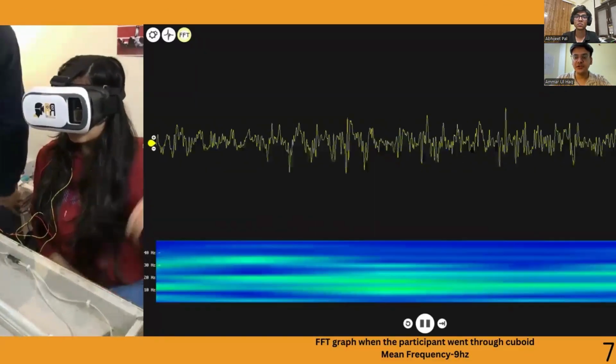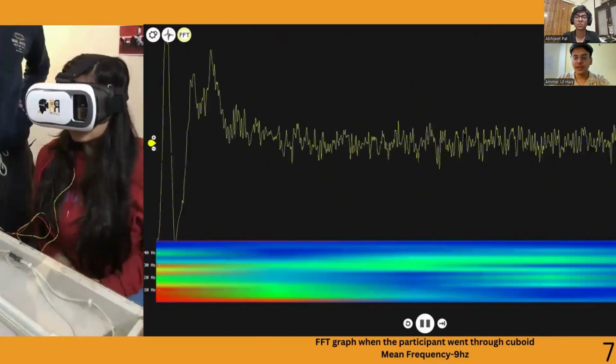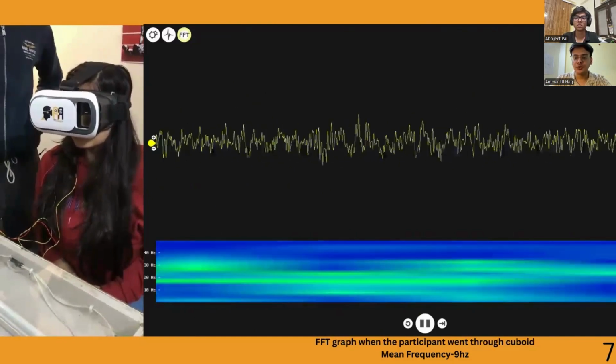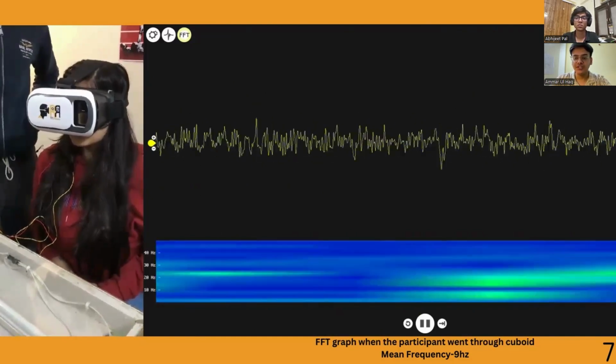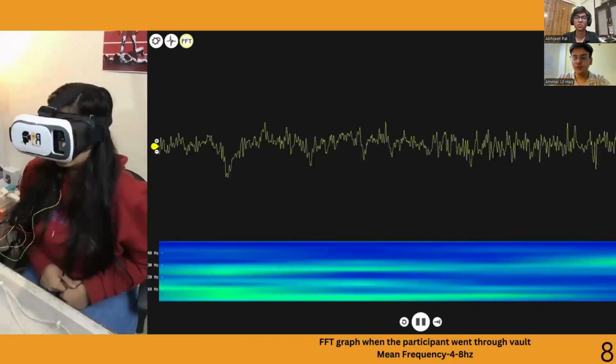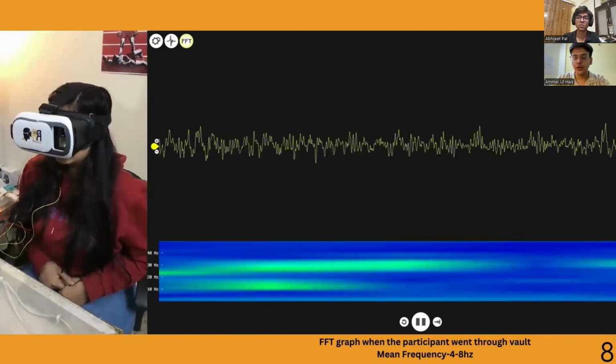This video shows one of the participants going through a cuboidal form. We record the corresponding brainwave with the help of EEG and Arduino Uno software. The FFT graph shows the most common frequency range, which is in the range of 9 Hz. This is when she goes through a vault. The corresponding brainwave frequency was measured, which came out to be 4 to 8 Hz.